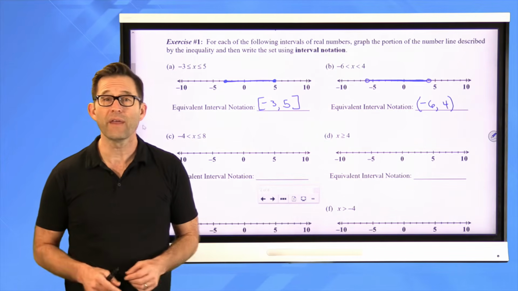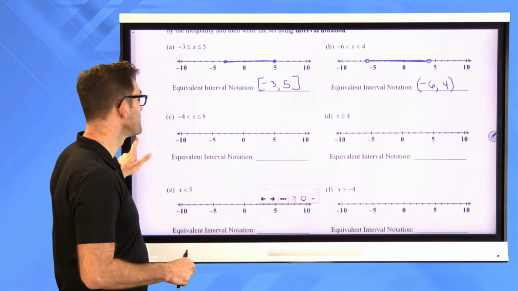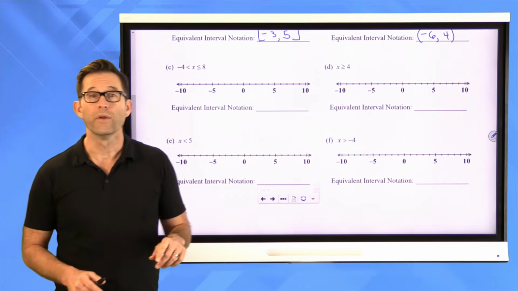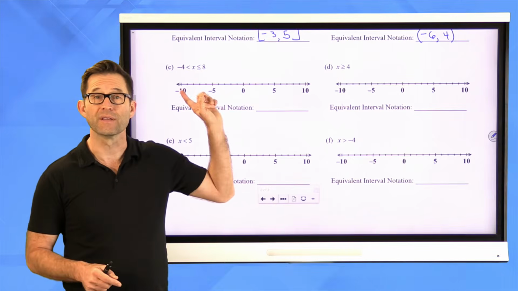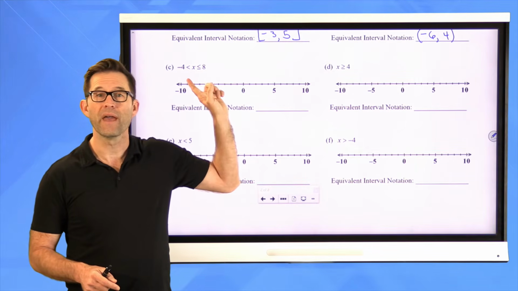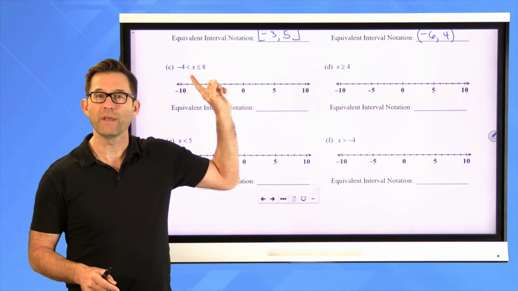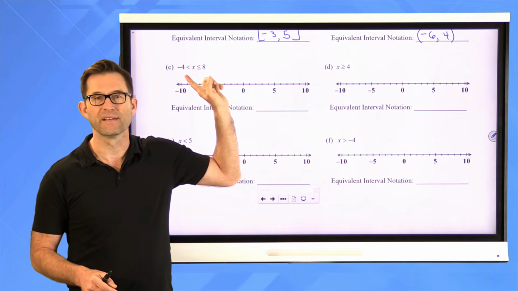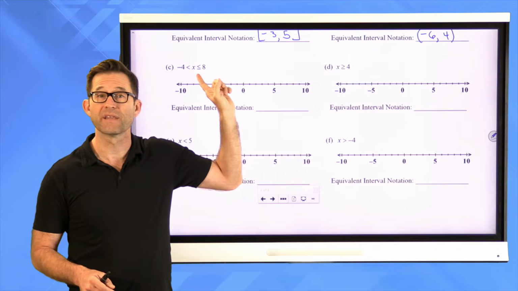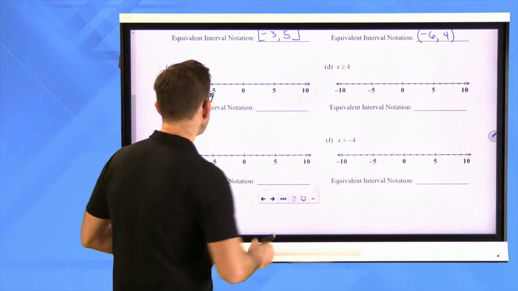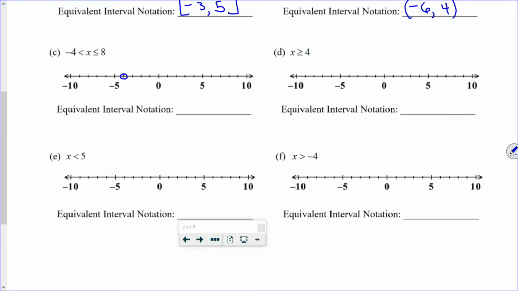Now, you can definitely have intervals like we have in letter C, where you've got one endpoint included and one endpoint that's not included. For instance, in letter C, we're going from -4 to 8, but there's only a less than symbol on one side, and on the other, a less than or equal to. So the -4 is not included, the 8 is included, and so that is our interval.